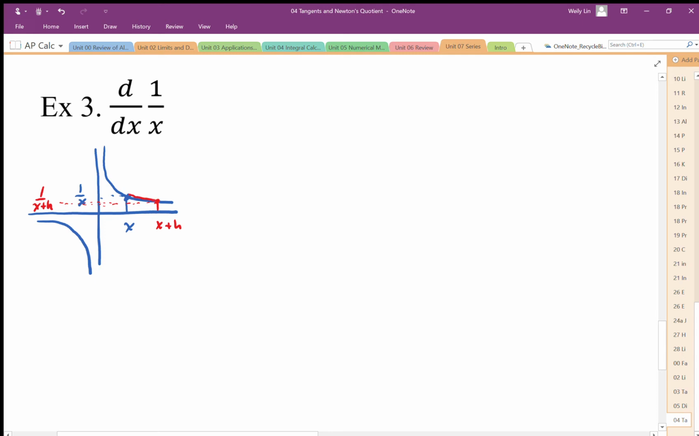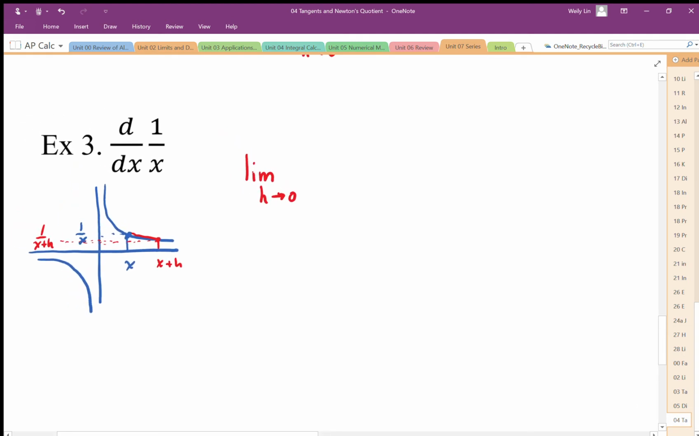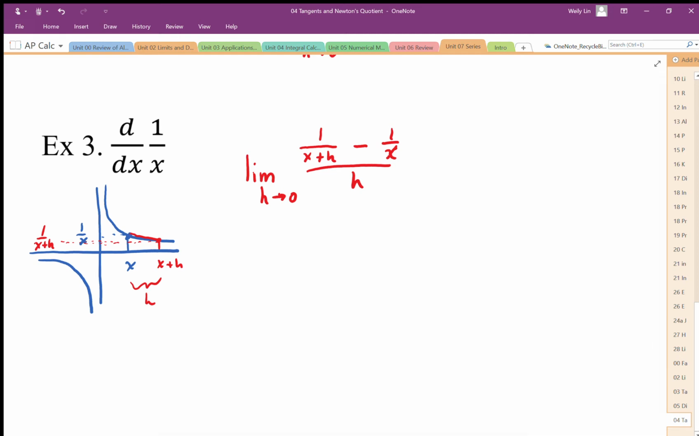Okay, so we need to set up our slope for this. We're going to use a limit because we're going to move that plus h point, so we're going to let h go to 0. It's going to be y1, so 1 over x plus h, minus y2, which is 1 over x, and that's all over the run, which is going to be h. Again, this distance here is just going to end up being x plus h minus x, which is h.